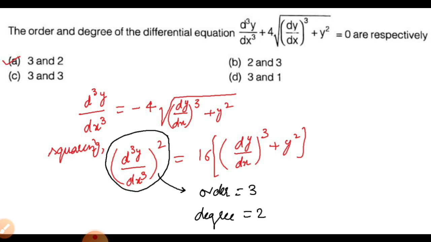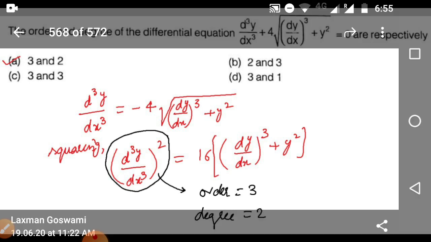Now I told you that to find the order and degree, we see what is the maximum derivative of a differential equation, that will give you the order, and the power of that maximum derivative will give you the degree. So the maximum derivative here is 3, so the order will be 3, and its power is 2, so the degree will be 2. So order is 3, degree is 2, answer will be A. Next question.